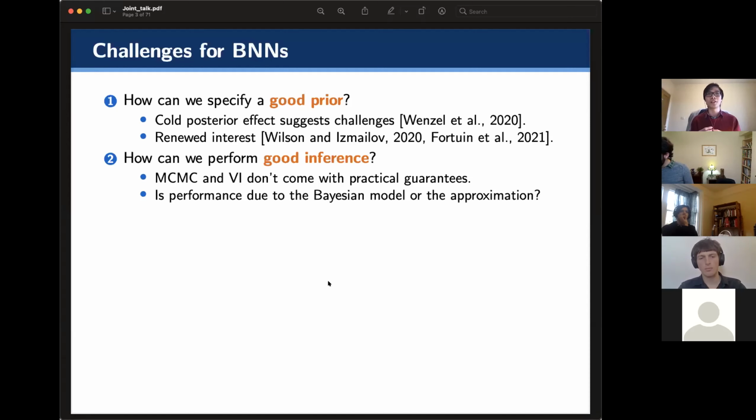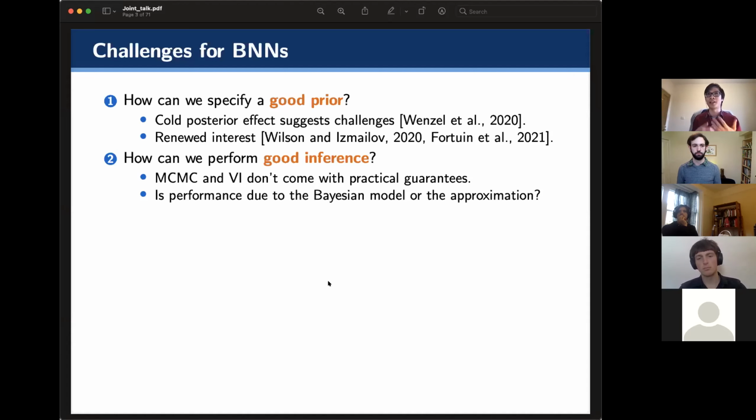The second major challenge for BNNs is, once you've chosen your prior, how can we then perform good inference? It's an unfortunate fact that Markov chain Monte Carlo and variational inference, the two most common techniques, don't come with practical guarantees that a practitioner can use to rigorously state that they're going to approximate the posterior well. And I think it's also an important question to figure out whether our performance is due to our Bayesian model or to our approximation. For example, if we're doing really well in our downstream task, but it's only because our approximation method is doing something peculiar, then maybe we shouldn't thank Bayes for our results. And conversely, if we're doing very terribly, maybe Bayes itself is doing okay, but the approximation is breaking things.